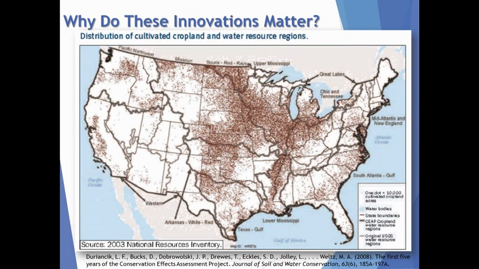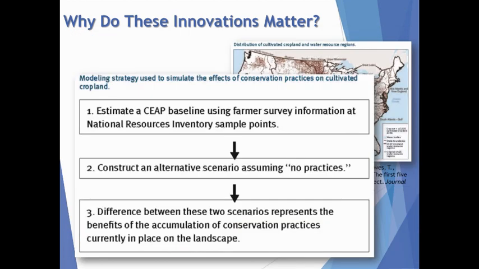Here you see a map that illustrates the breadth of the area that was covered by this project. And the way the project worked, just like in the slide I showed you before, it estimated a baseline of land use and costs using the National Resources Inventory, constructed the scenario assuming that the Farm Bill practices, subsidized practices weren't there, and then compared the two scenarios. So this is really important for program assessment, especially when funding is scarce.